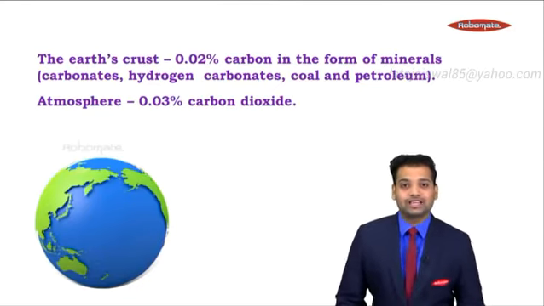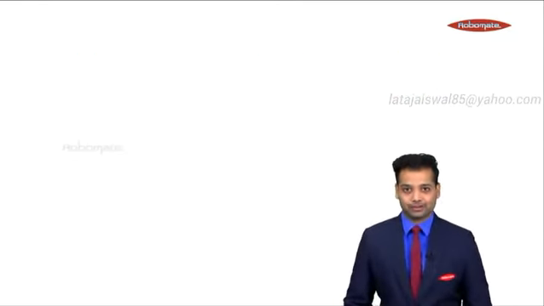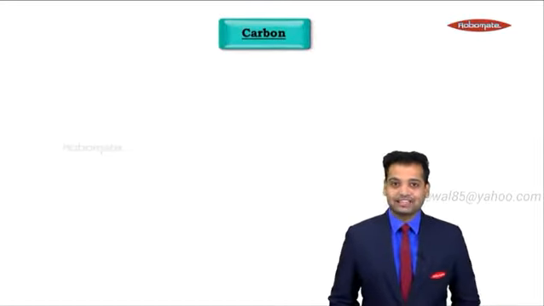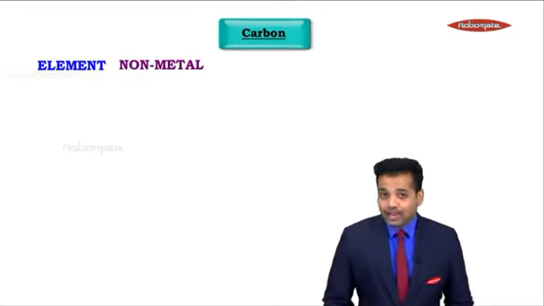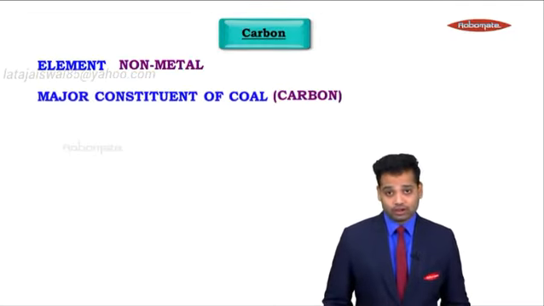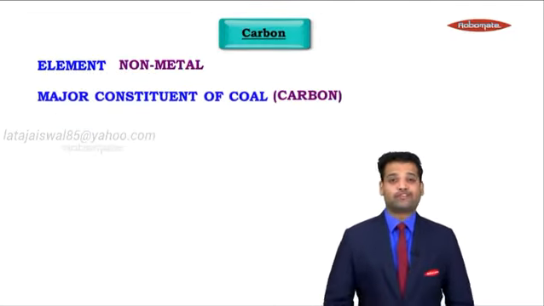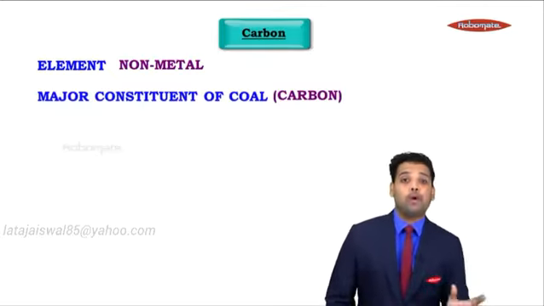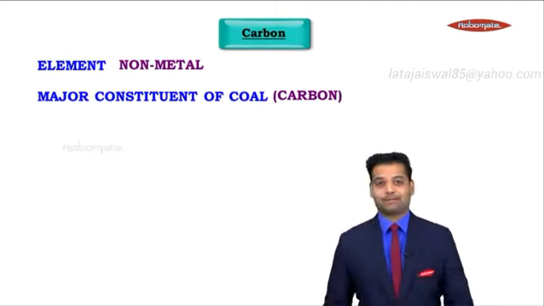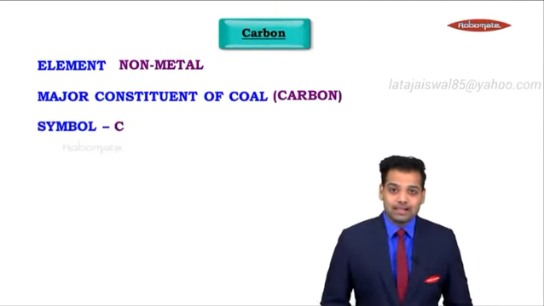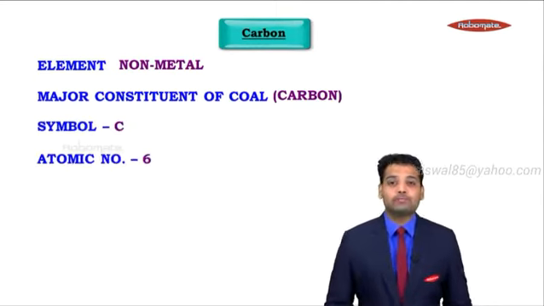So why are we even studying this chapter? I'll let you know. So carbon, let's understand what is carbon. The carbon element is a non-metal, and it was found from coal. So it is a major constituent of coal, and coal was called carbo, and that is why we termed it carbon. The symbol is C and the atomic number is 6.